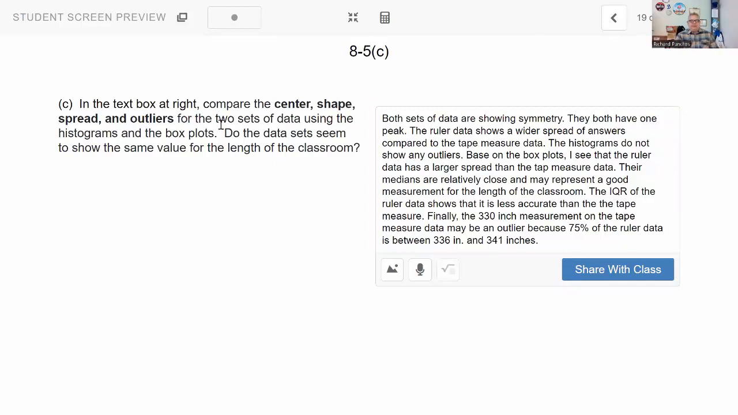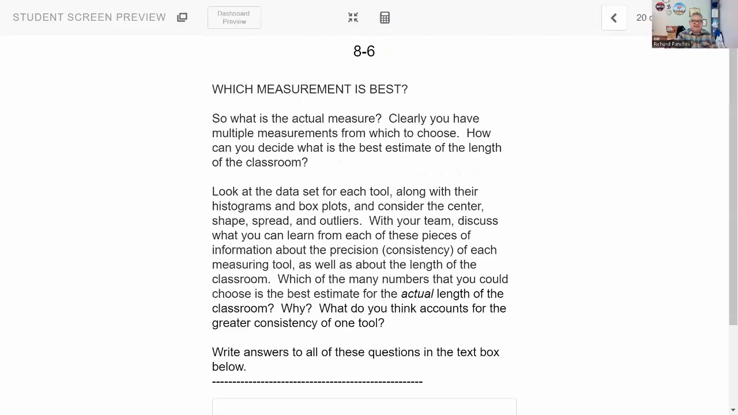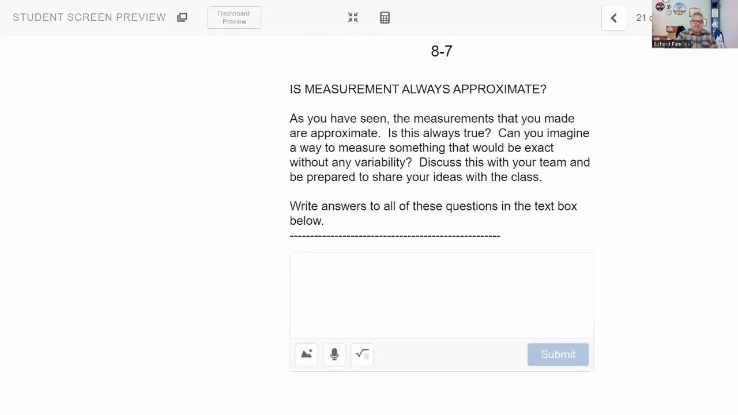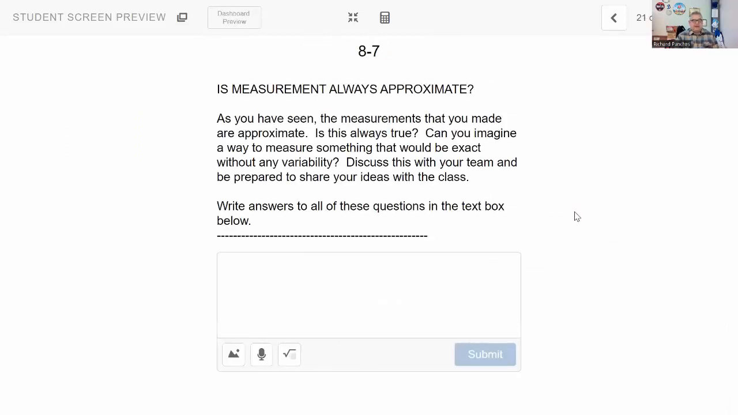Now that you've typed and answered this and made some sense of it, I want you to go on now and with your teams at your desk there, please answer questions 8.6 and 8.7. When you finish that, then I would like you to go and work on check your understanding assignment for tonight, your homework, and I hope you have a great day.